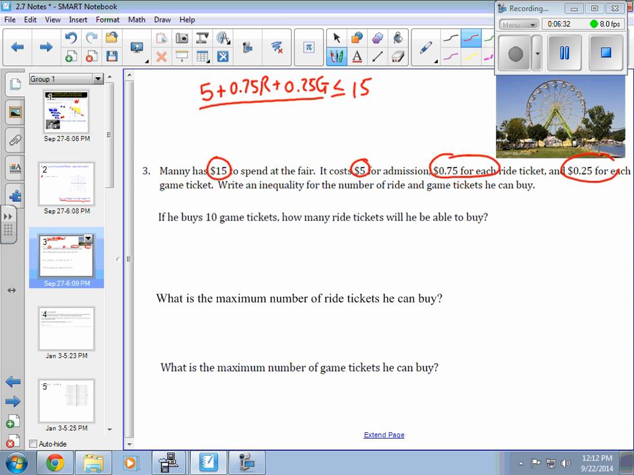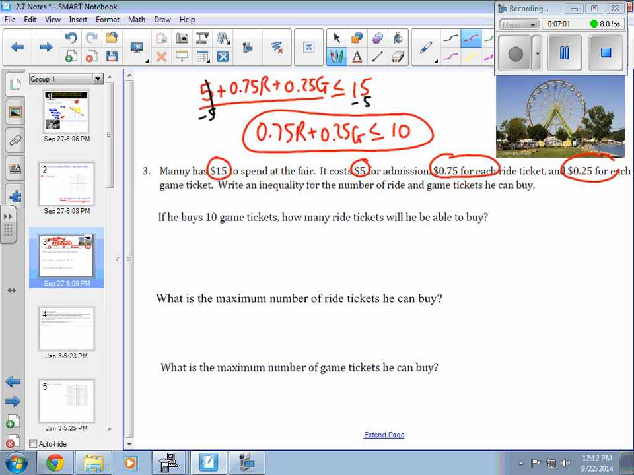So now we have an inequality here that we can solve. Let's take it one step farther, though. Let's simplify this a little bit. Let's get all our money together here. So we know after Manny has paid that $5 to get in, what he's going to have left here is $10, basically, to spend on both rides and games. So here's what we want to be using for the rest of these questions.